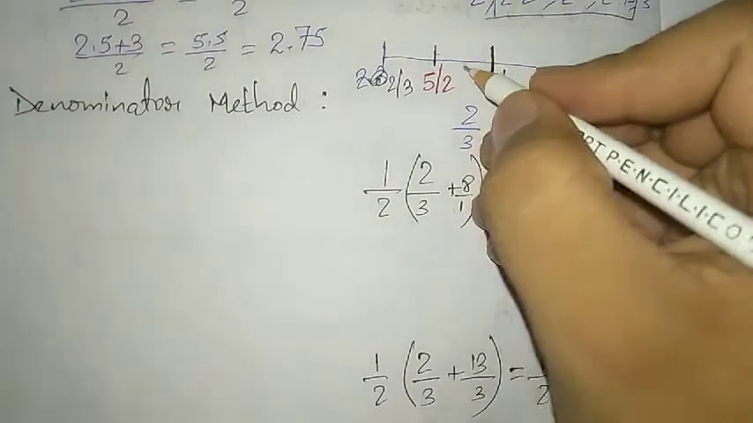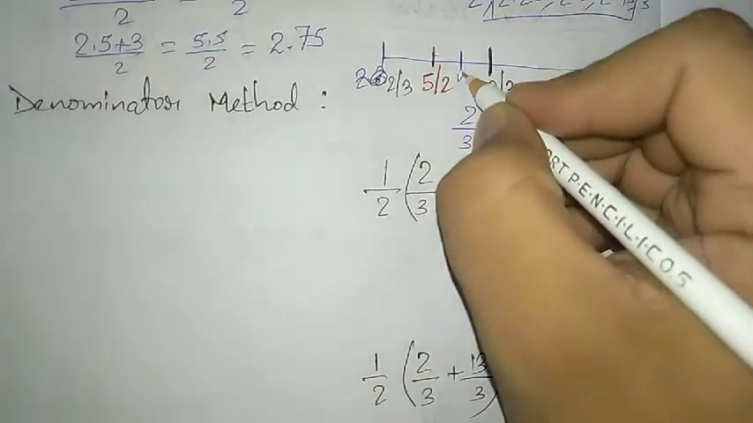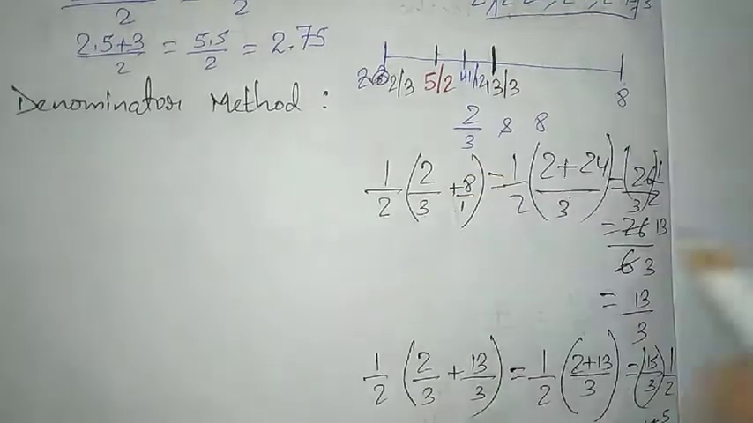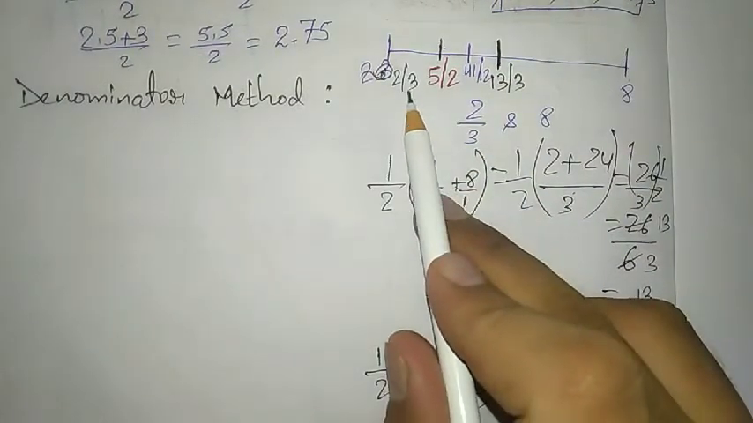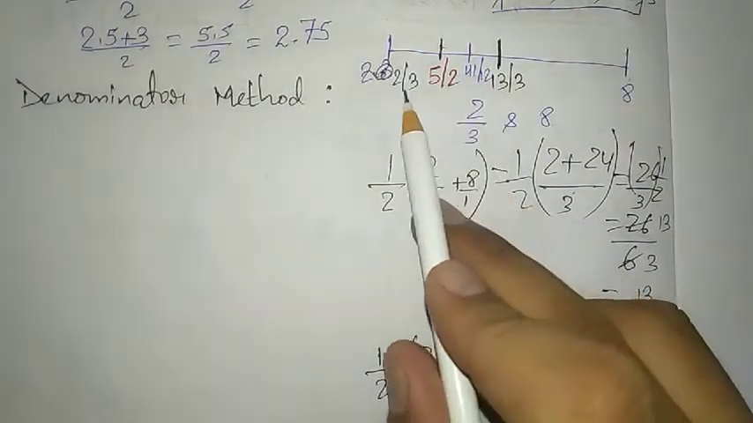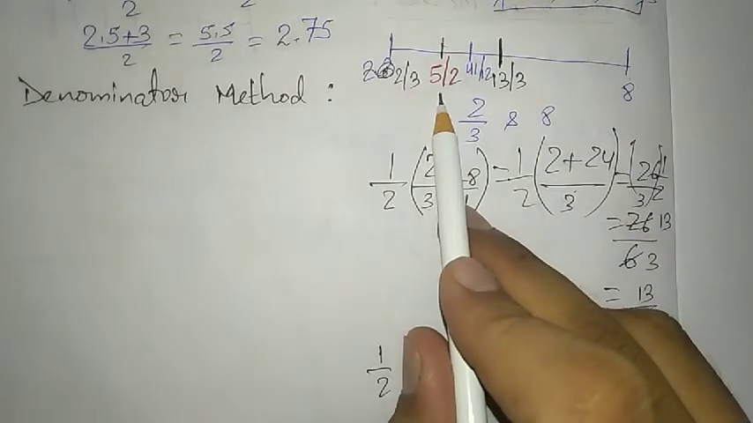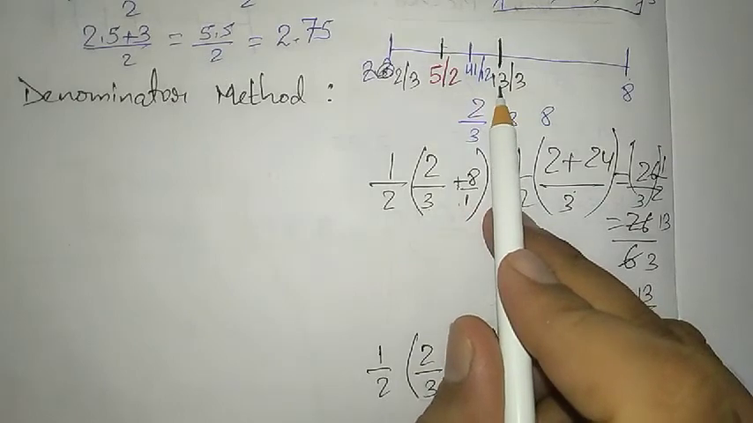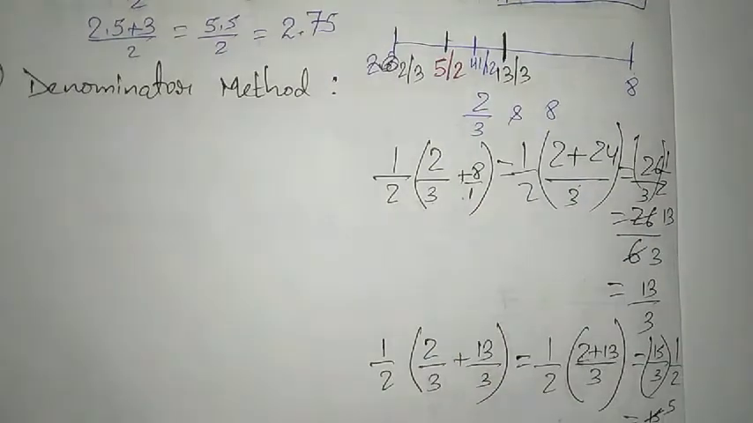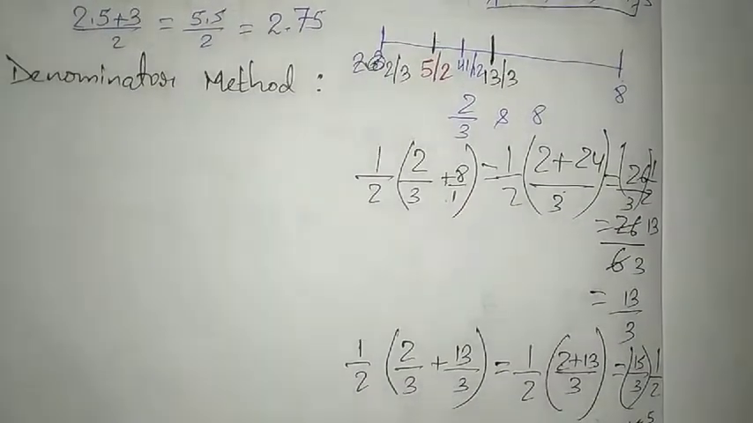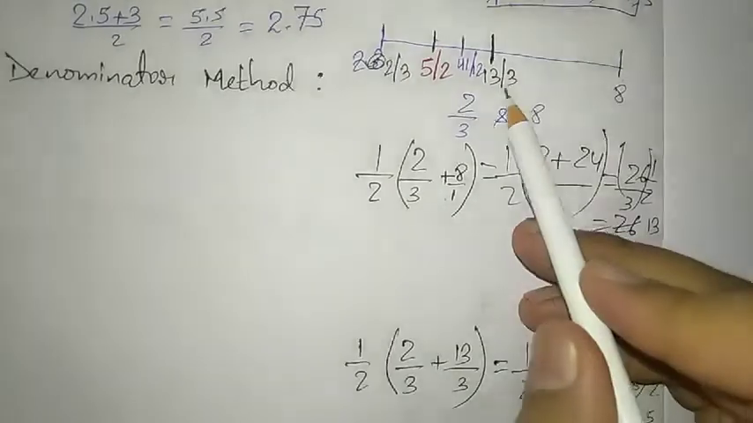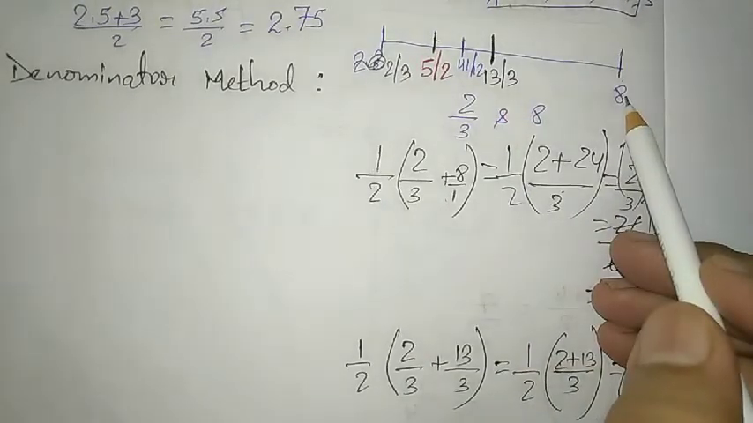So how many values we got? 1, 2, 3, sorry, 1, this value was already there, 2 by 3 and 8, right? So 5 by 2, 41 by 12 and 13 by 3. So we got three values. We need to find the other two. The other two can be in between 13 by 3 and 8. You will get one value.